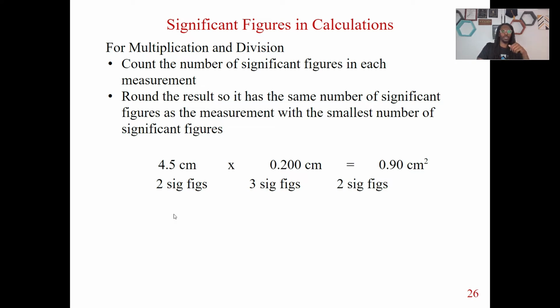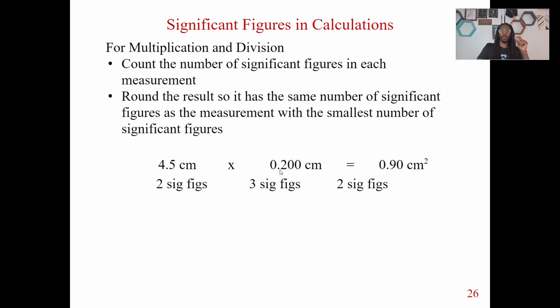Okay, measurements. So 4.5 centimeters. I see a 4 and a 5, so I already know that these are going to be significant figures. So I have two sig figs here. I'm going to multiply that by 0.200. 0.200 has three significant figures.